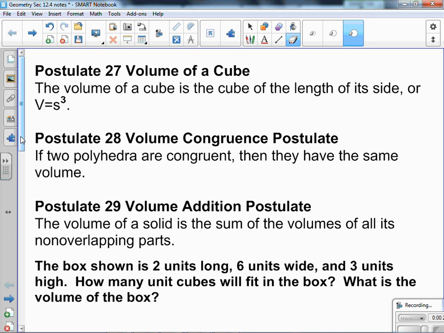Postulate 28, the volume congruence postulate, says if two polyhedra are congruent, then they're going to have the same volume. So congruent polyhedrons are going to have the same volume.